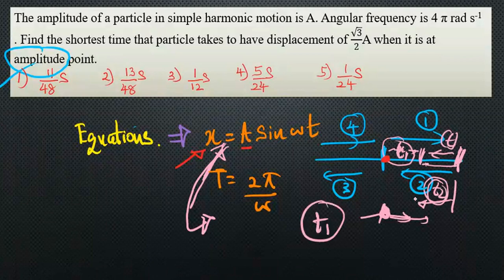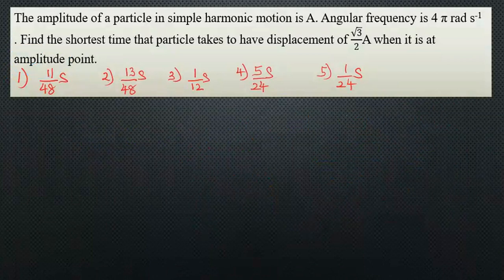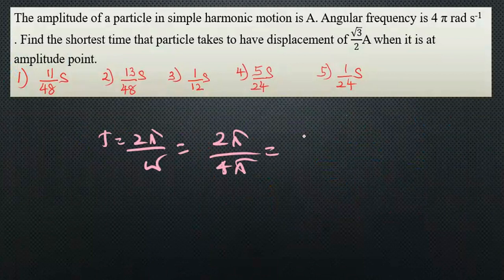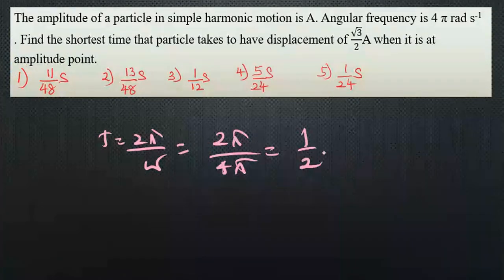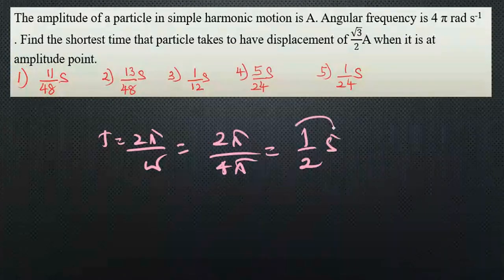Somehow, let's say we have found t1 now. To find t2, we need to know the total time from the extreme end to the middle point, which is some part of the total time period. So how do you find the time period using this equation? Let's get into the question now. Initially we have to find the time period, T equals 2π over ω. We are given ω as 4π, so we get 1/2 seconds.